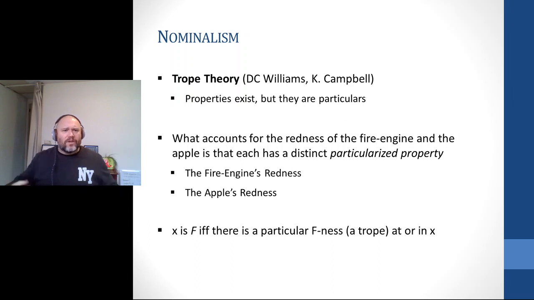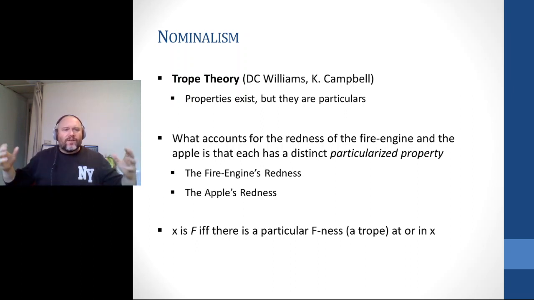So the first kind of reductive nominalism we'll have is trope theory. Trope theory was popularized in the 50s and 60s of the 20th century. It was really developed quite nicely by D.C. Williams, extended by Keith Campbell. And the idea is that properties exist, according to the trope theorist, but they're particulars. And in particular, what they are is particular property instances.